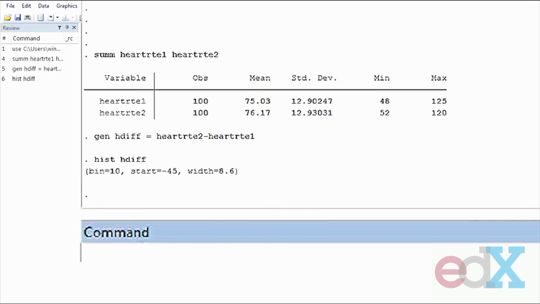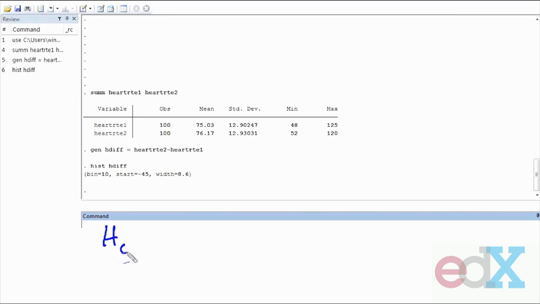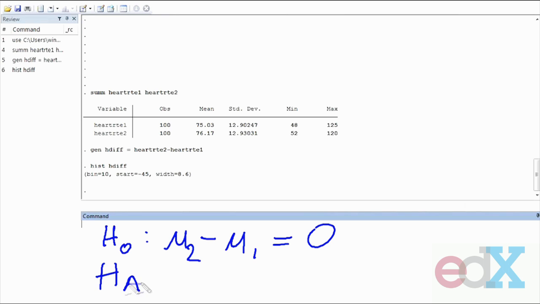So the next thing we want to do is we're actually going to perform a hypothesis test. Now before we do that, we should probably write down our null and alternative hypothesis. So our null hypothesis, H0, is simply that the mean at exam 2 minus the mean at exam 1 is equal to 0. And the alternative, we're going to do a two-sided test, is simply that it's not equal to 0. So that's our null and alternative hypothesis.